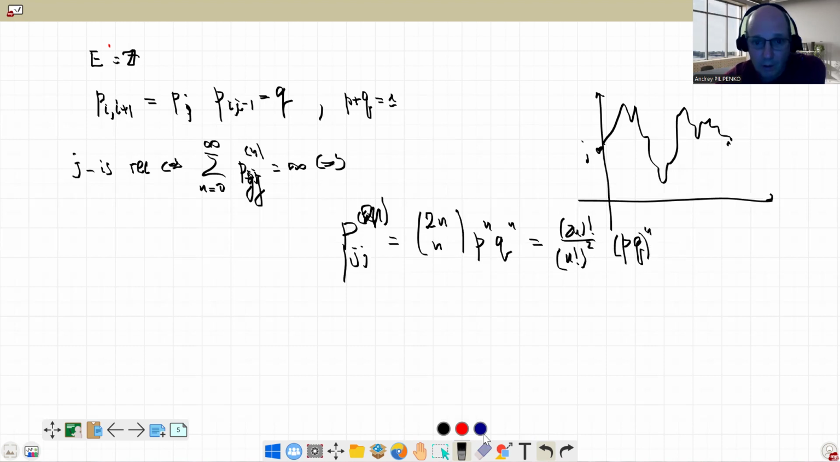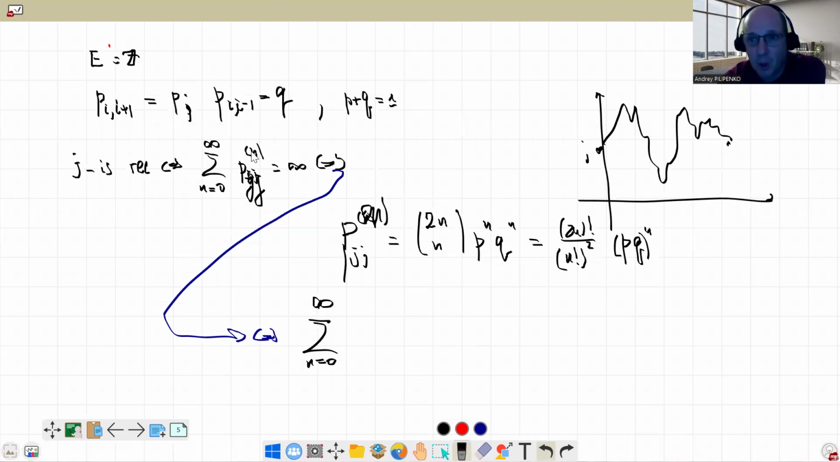So this statement is equivalent to the following. Sum over n from 0 to infinity. I recall that all probabilities with odd n are zeros. So the sum of (2n)! over (n!)^2 (pq)^n is infinite.